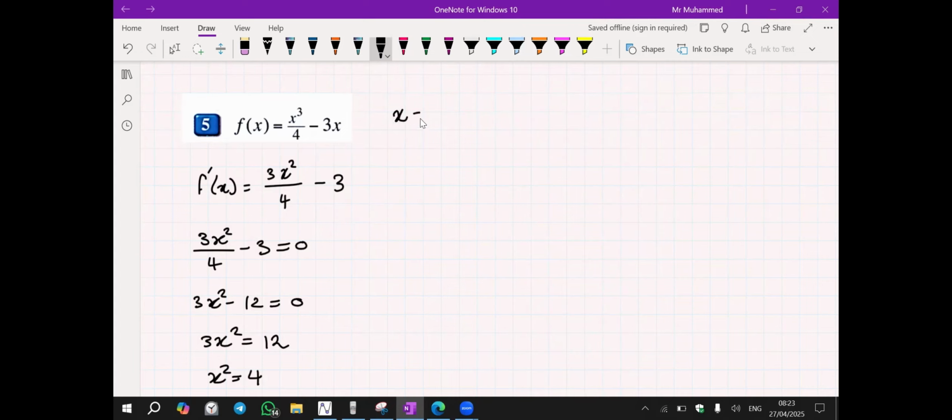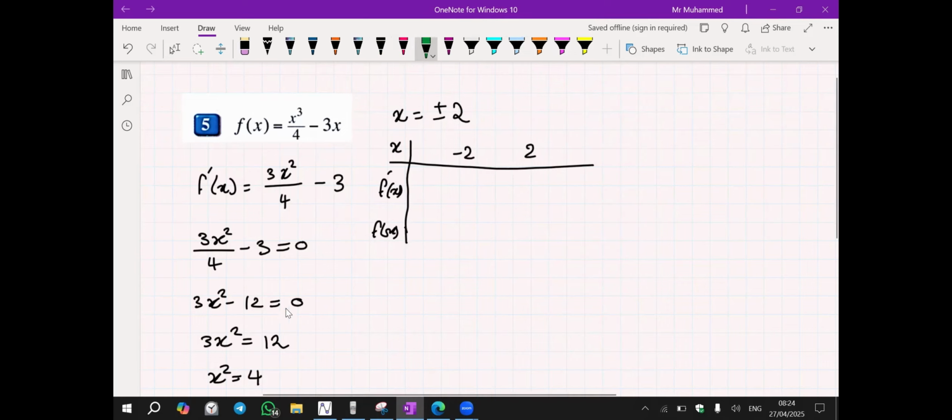So finally, x is equal to positive or negative 2. Why? Because 2 squared is equal to 4, and negative 2 squared is also equal to 4. Now I have two critical values, 2 and negative 2. Then we make the table: negative 2, 2, f prime of x to input, and f of x to see if it's increasing or decreasing.